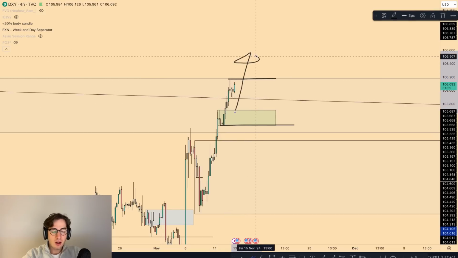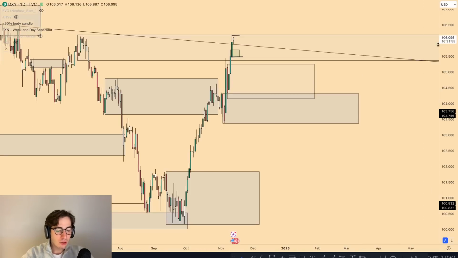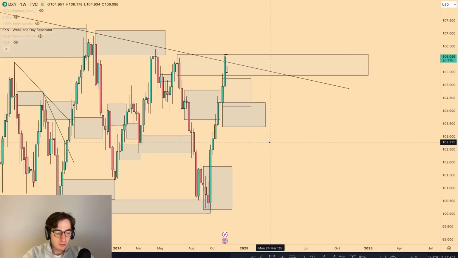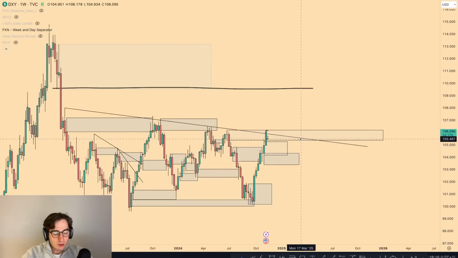For now, only up and higher on the dollar. No signs of slowing down at all. Yes, we are inside a weekly area of supply. So if we just look at this, we can see over here that we have this weekly buy up before a strong sell down. However, again, no signs of slowing down.